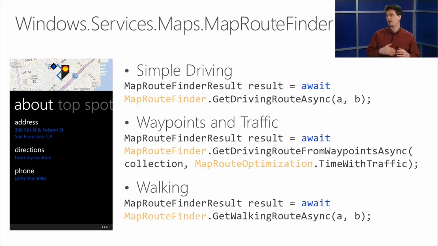And we can actually create our own route finder that we can then display on our own map using our own route, using our own UI. If you think that's the best UI that is available for driving routes, we can get waypoints and traffic with just a simple get driving traffic from waypoints. And we can actually get a route optimization for time with traffic, so we can avoid that nasty traffic jam by taking the surface streets, perhaps. And then finally, we can get routes for walking directions from one place to another.